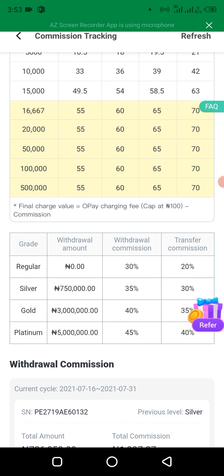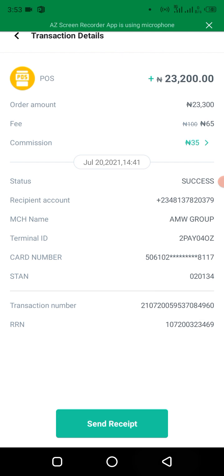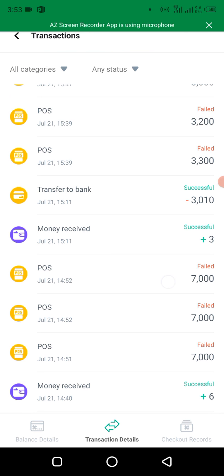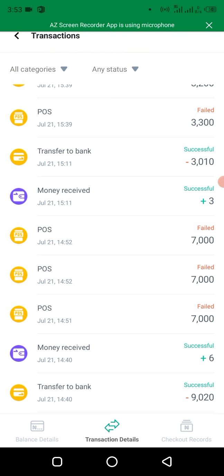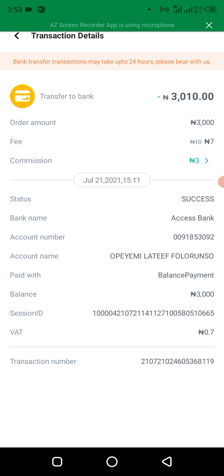So let's check for a live example. Let's see where she does. So POS transfer. Now let's look at this 3,000. Remember, any transfer you do below 5,000, they will only charge you 10 naira. Look at this, they charge us 10 naira here. But because I'm a silver merchant, they charge you 30%. For regular merchant 20%. For silver merchant 30%. For gold merchant 40%. Is it 35%?